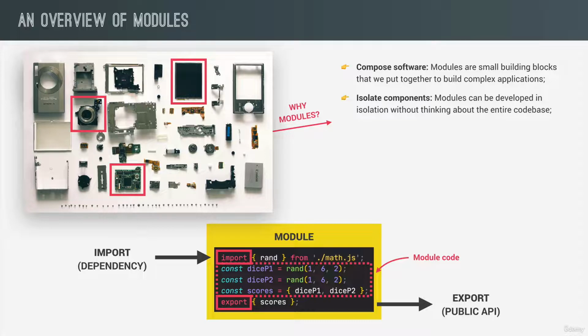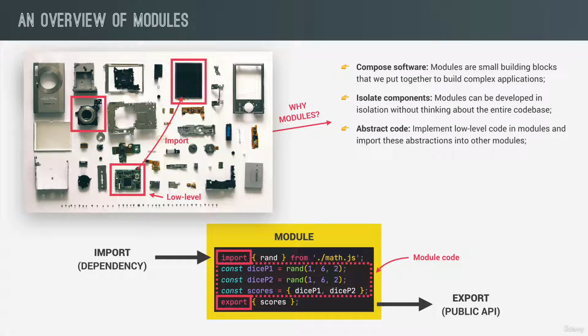Next up, modules make it very easy to abstract our code. And we already talked about what abstraction means, but basically we can use modules to implement low-level code. Then other modules, which don't really care about these low-level details, can import these abstractions and use them. And back to our camera, the screen module, for example, does not care about the low-level implementation details of the controller module. It can simply import the controller, but without knowing how it works, and use it to control other parts of the camera. And so that's essentially the power of abstraction.